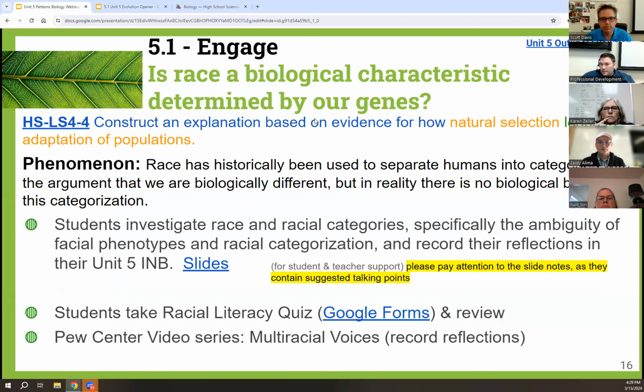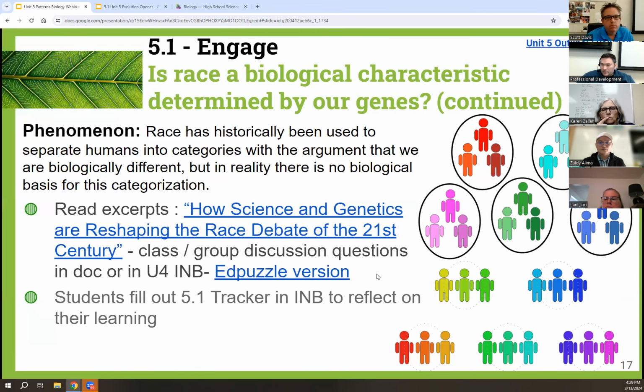Okay. So there's a little race literacy quiz. I don't actually do this, but it is here. We would rather give you more than less. So this is the first thing that we do. It is an article that the students read.